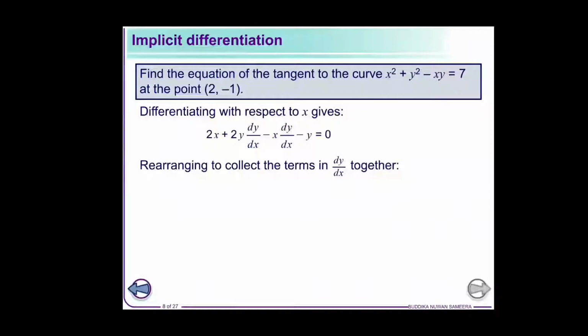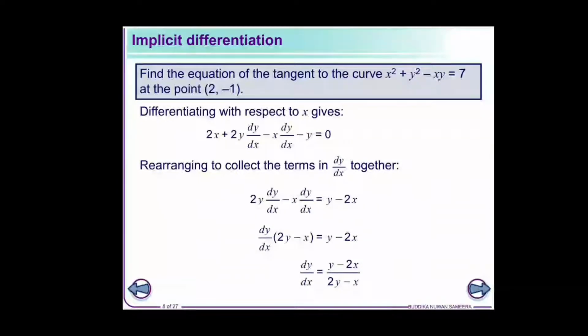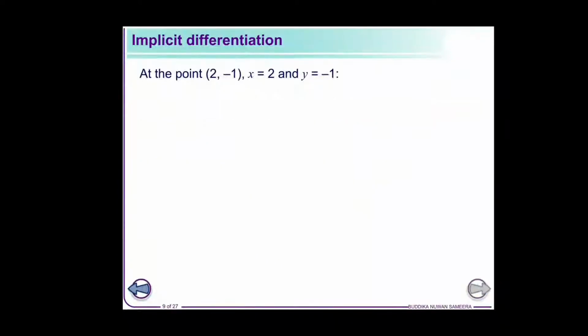Then after that you can keep the dy over dx terms on one side and send the other terms to the other side. Take dy over dx out, then divide, so you can make dy over dx the subject. dy over dx is equal to (y minus 2x) divided by (2y minus x).